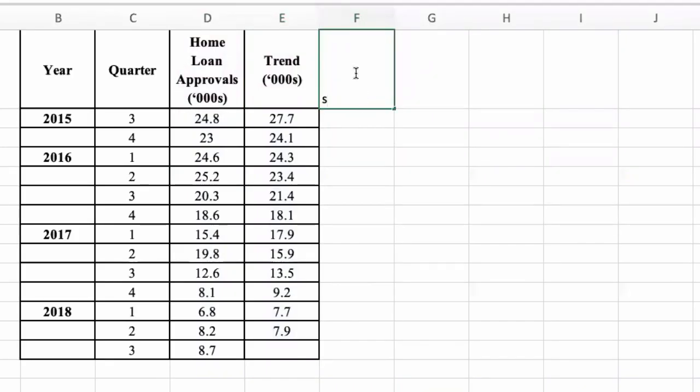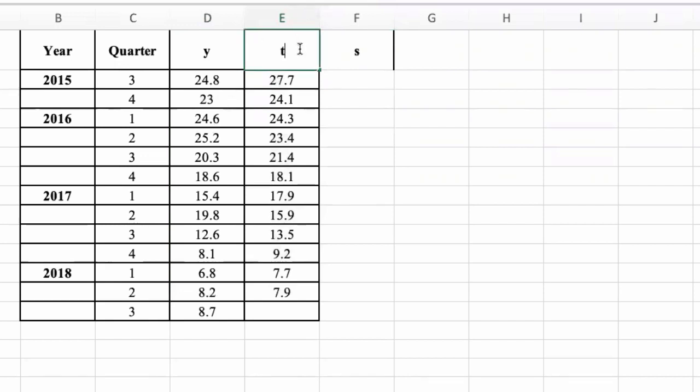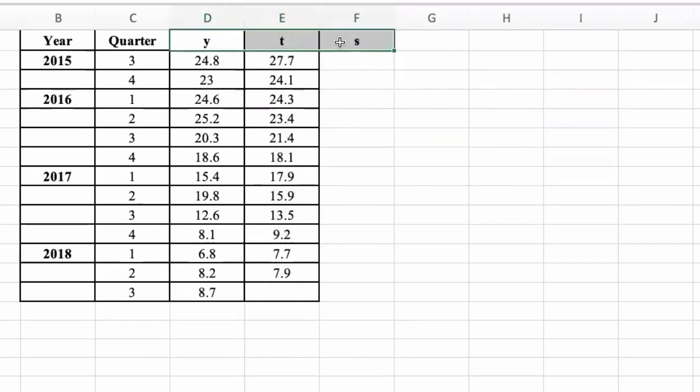So here's what I recommend you do. Do not bother writing out these numbers. You're going to have plenty of time to do it on the day, but if you want to write them out, there's no need. Put in your headings: year, quarter, put in Y instead of home loan approvals, and T instead of trend. You see your formula is already set up in that heading: Y minus T equals S, and that's all we have to do. So Y minus your trend.